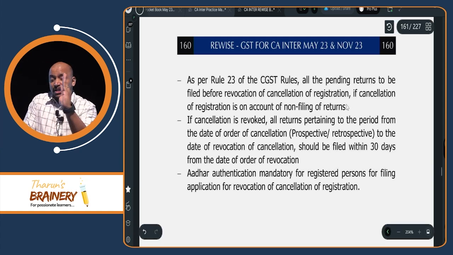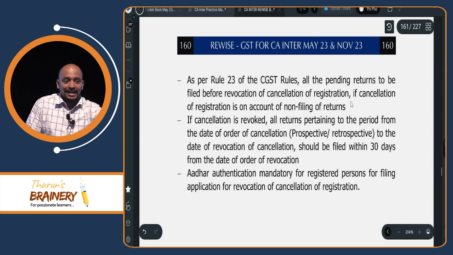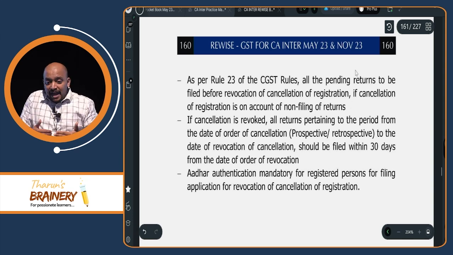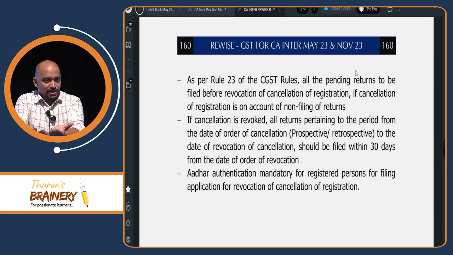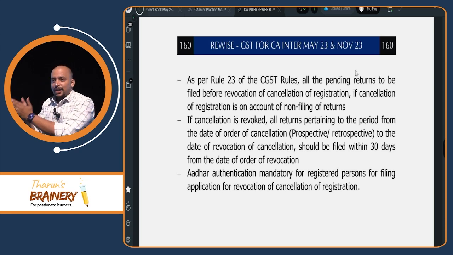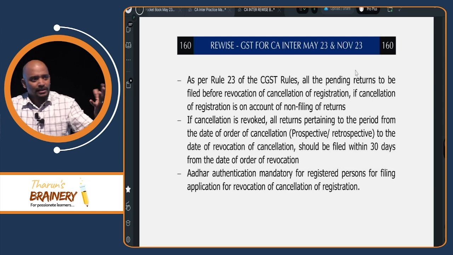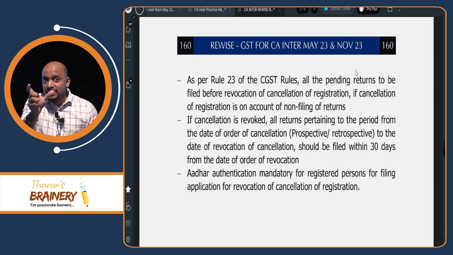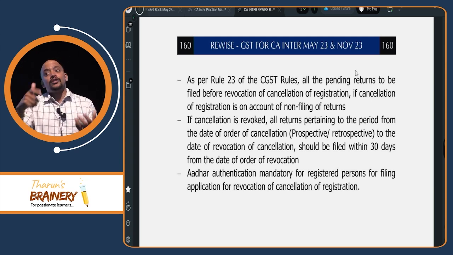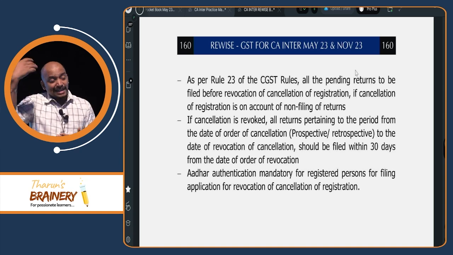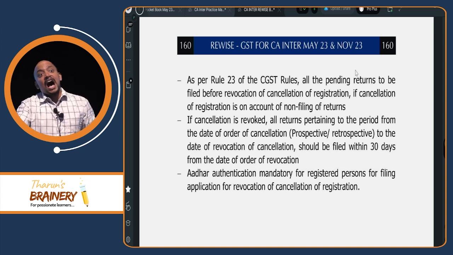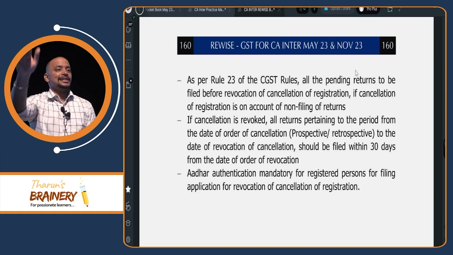Before making the application for revocation, we file all the pending returns. Now, from the time we make the application for revocation till the time we get the revocation order, some time will be there, 30 days and all, correct? Means for that period, we have not filed returns. So those returns we need to file after the revocation order within 30 days.